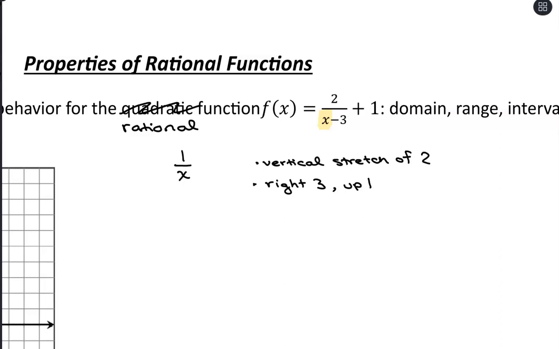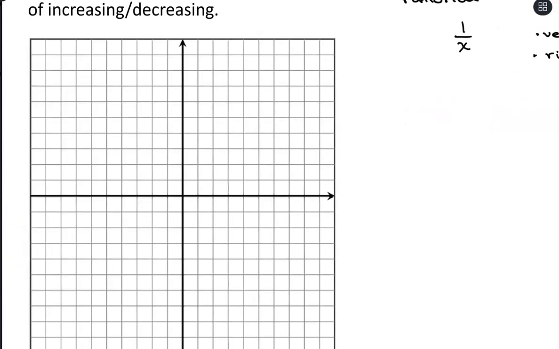And what I actually do with rational functions is with the shift, I use that for finding my asymptotes first. So we're going to have a vertical asymptote at positive 3, and we'll have a horizontal asymptote at positive 1. So let me go ahead and draw those in. We'll have a vertical asymptote right here, and a horizontal asymptote right here.